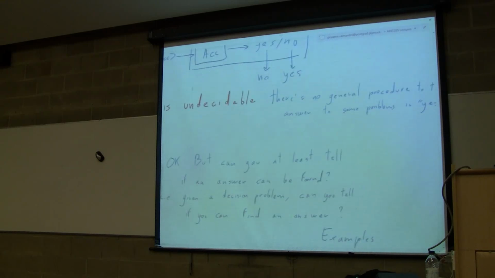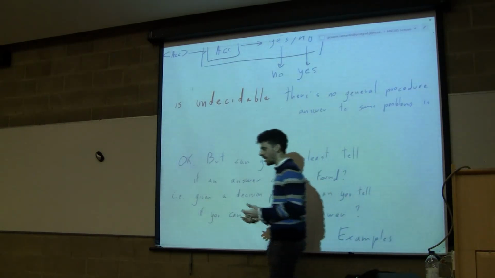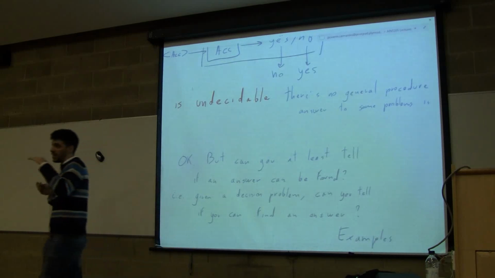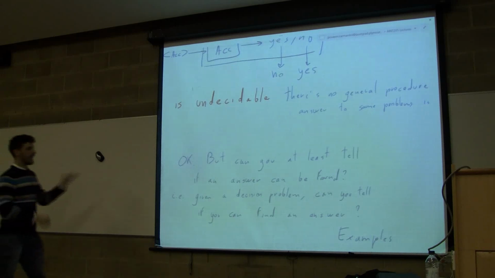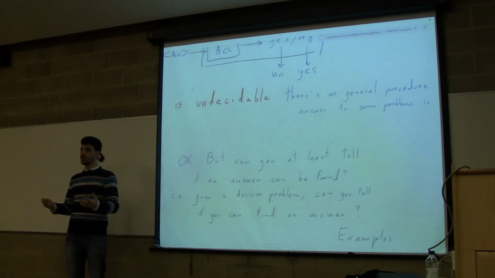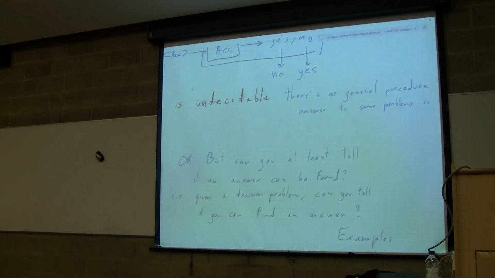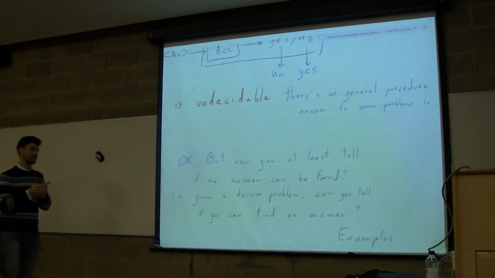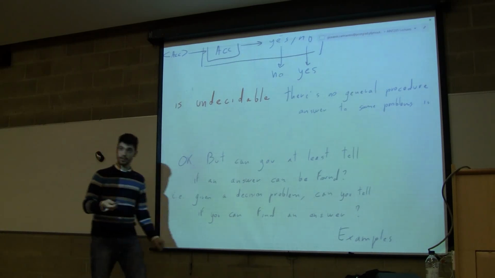Okay, you say, with your programmer mind, I'm a little sad that I cannot solve this problem, but maybe I can step down a notch and solve a simpler problem. So, can you at least tell if an answer can be found for a decision problem? You don't tell me if the answer is yes, you don't tell me if the answer is no, you just tell me, can an answer be found? Is the problem decidable? So, given a decision problem, can you tell if you can find an answer? Ever.